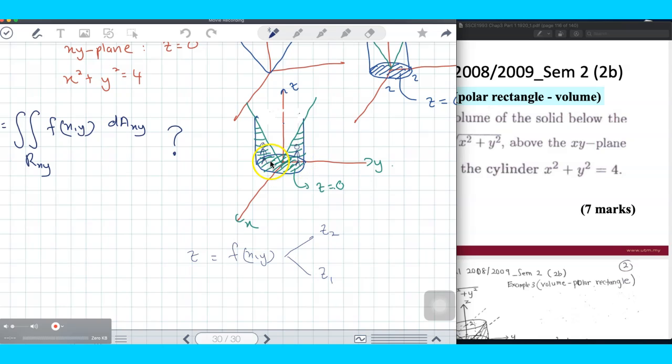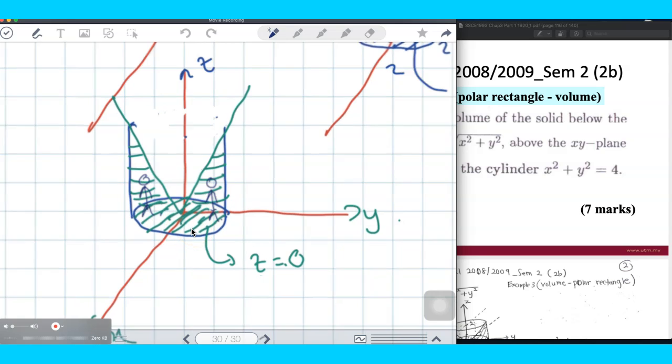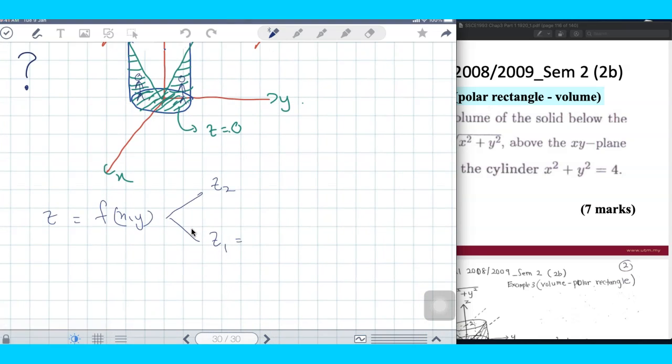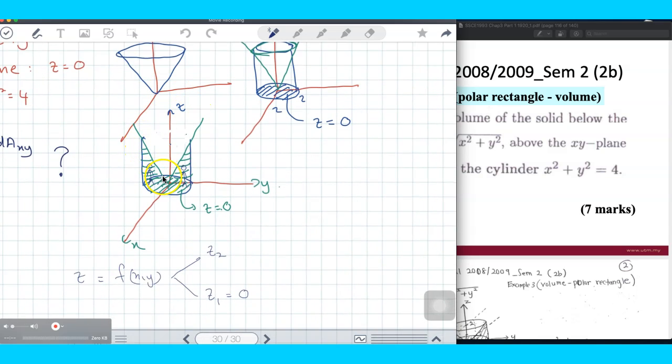So now from your sketch of the solid here in 3D, determine what is your lower bound. Who is your floor now? Your floor is z equal to 0. So now we know that z1 is 0. And then your upper bound, who is covering you?